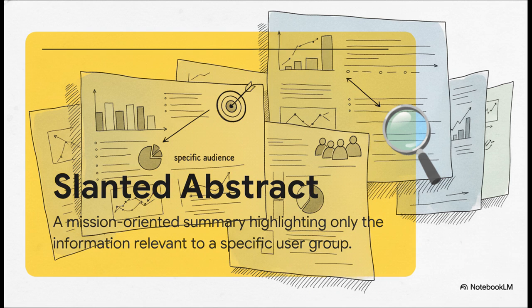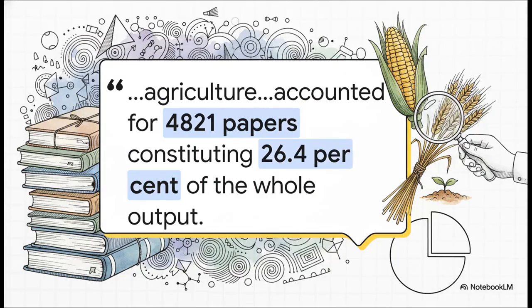And next we've got the slanted abstract. The name pretty much says it all. This is not trying to give you a summary of the entire paper. Nope, it's a mission-oriented summary, and it deliberately only pulls out the pieces of a study that matter to one particular group of people. This example makes it so clear.